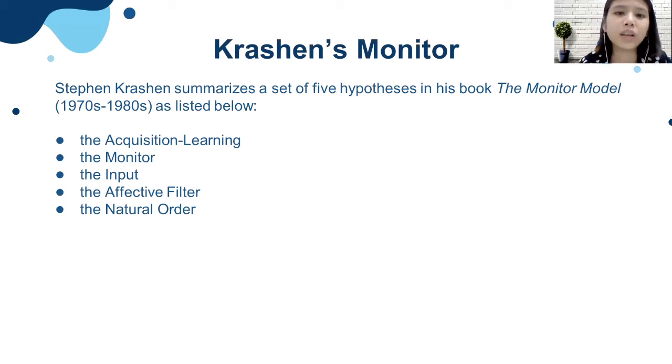And third, there is Krashen's monitor. Stephen Krashen summarized a set of 5 hypotheses in his book, The Monitor Model, in the 1970s and until the 1980s, as listed below: the acquisition-learning hypothesis, the monitor hypothesis, the input hypothesis, the affective filter hypothesis, and the natural order hypothesis. The acquisition-learning hypothesis is the most fundamental of the 5 hypotheses in Krashen's theory and the most widely known among linguists and language teachers.